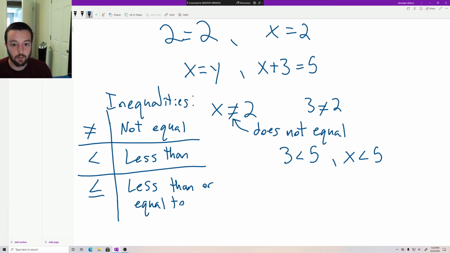So this would be less than or equal to. So x is less than or equal to 5 means that x could be 5, it could be 4, it could be 3, etc. We could also say 5 is less than or equal to 5. That's true, right? It satisfies the equal part. It just needs to satisfy one of them.